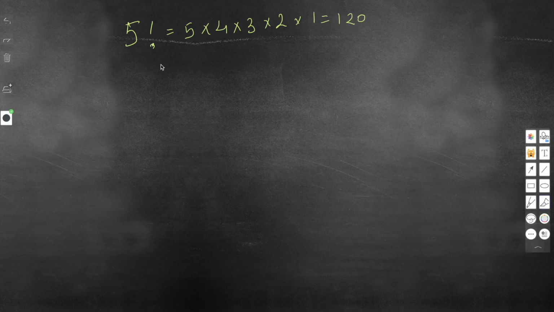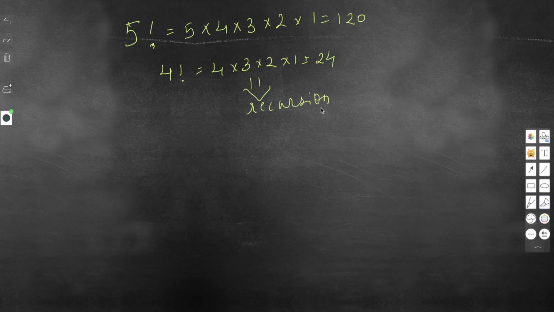If we have to find factorial of 4, then it could be 4 into 3 into 2 into 1, that is going to be 24. Fine. So this is how we used to find a factorial. Okay, so let's try to convert this into recursion. How we can solve using recursion.